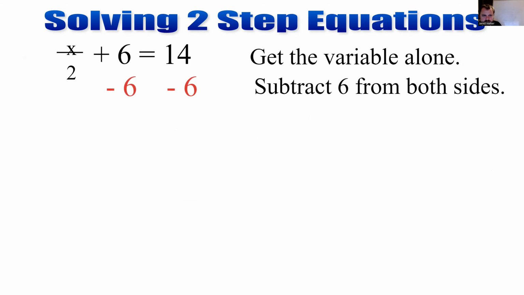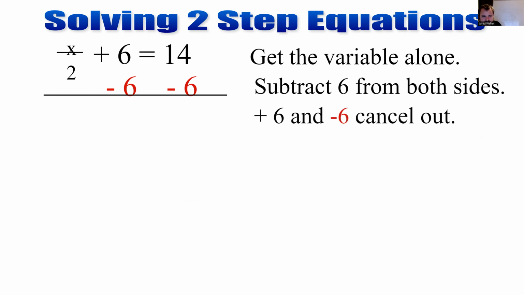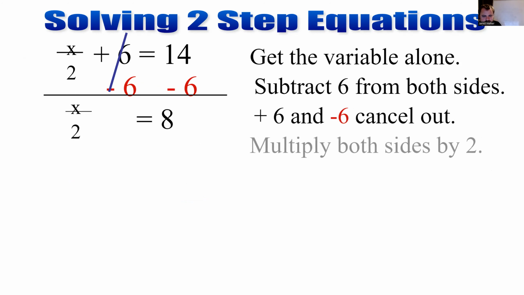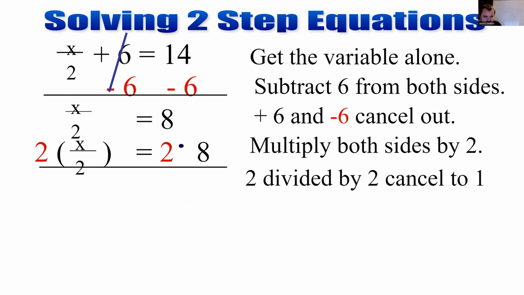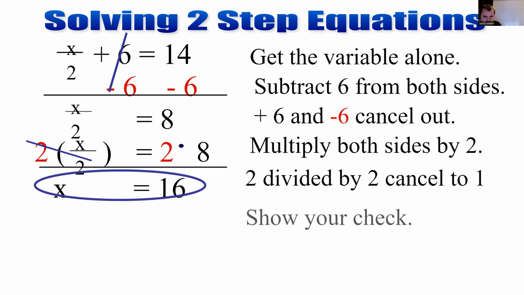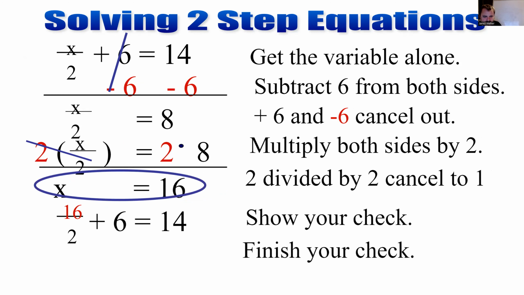Okay, what do we do here? This should start to get kind of easy, I'm hoping. Subtract 6 from both sides. So now we have x over 2 equals 8. Now what? Multiply both sides by 2. So now we have x equals 16. Plug 16 back in. 16 over 2 is 8, plus 6, 14.